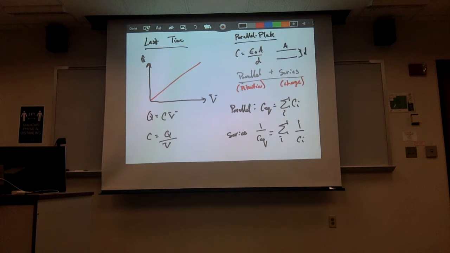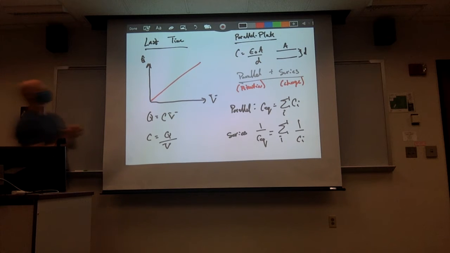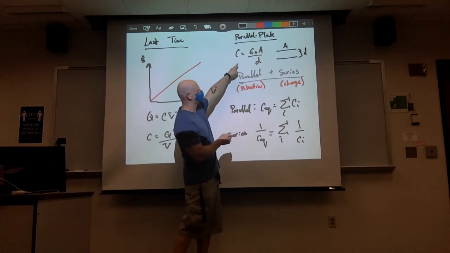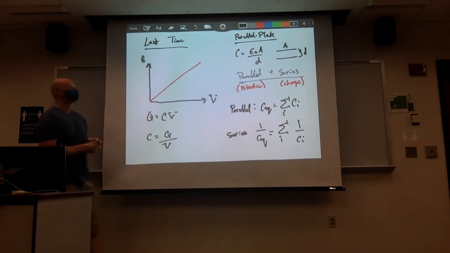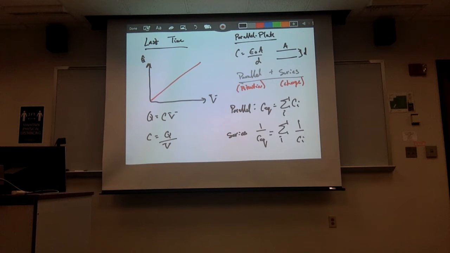In the special case of a parallel plate capacitor, we can analytically solve this to find that capacitance is epsilon naught times the cross-sectional area, where each plate has exactly the same cross-sectional area, divided by the distance d, where the distance d is the separation between the two plates.